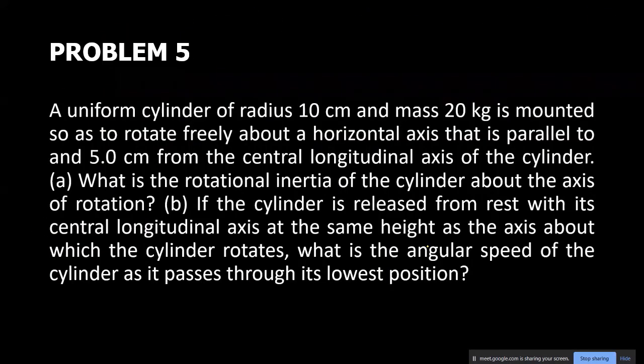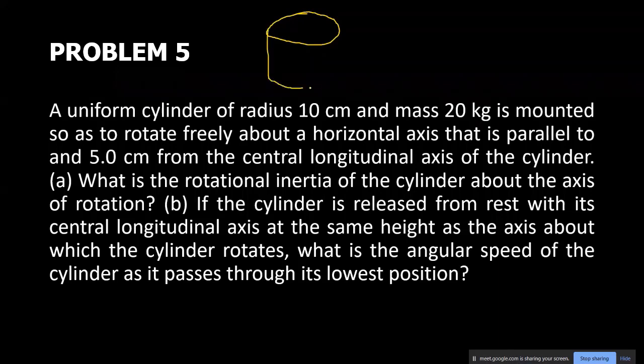A uniform cylinder of radius 10 centimeters and mass 20 kilograms is mounted so as to rotate freely about a horizontal axis that is parallel to and 5 centimeters from the central longitudinal axis of the cylinder. So it says we have a uniform cylinder.